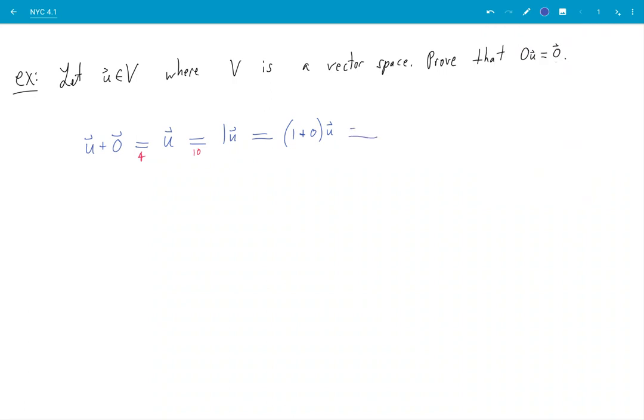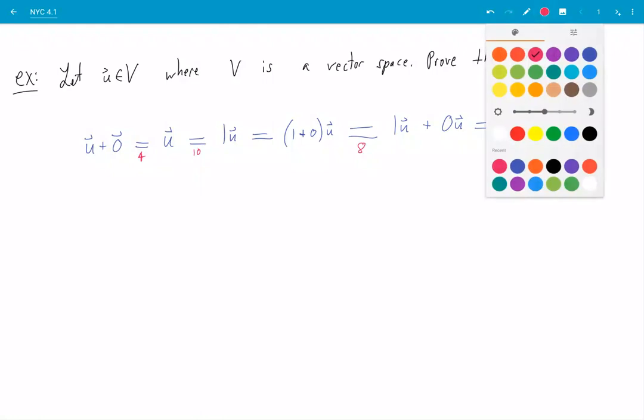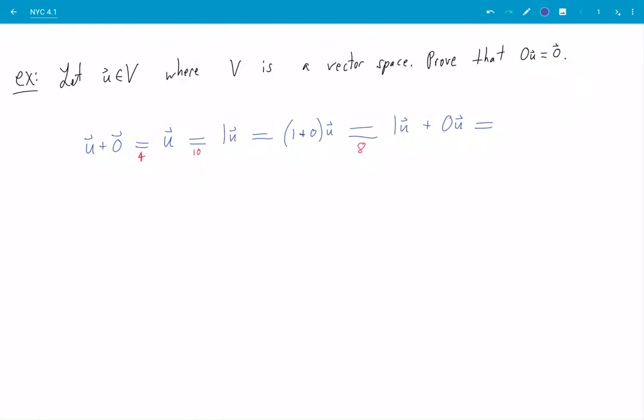Next. Okay, here I'll use an axiom. I can do a distribution, which is guaranteed by axiom 8. Finally, 1 times u is u, that is an axiom, plus 0u.